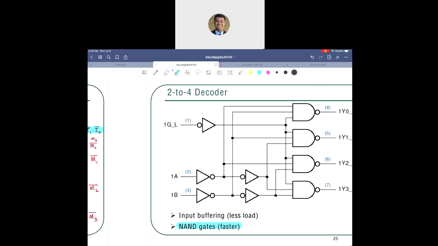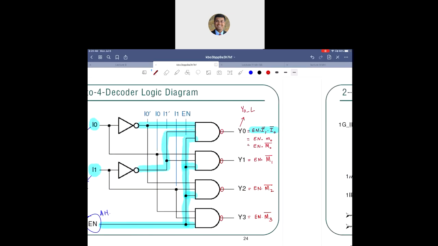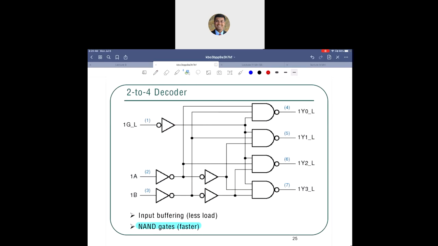So I can apply that logic to convert all of these to NAND. What do I need to do for the AND gates? Well, let me do that in red. I can put a bubble in the front here, and that becomes NAND gates. And because I put one bubble, I have changed the logic. And once I change the logic, I also need to make all of those y0 underscore L, which means now my outputs will need to be active low because I've put that bubble in front of the AND gate. That's exactly what you see happening right here. So let me draw that right there.